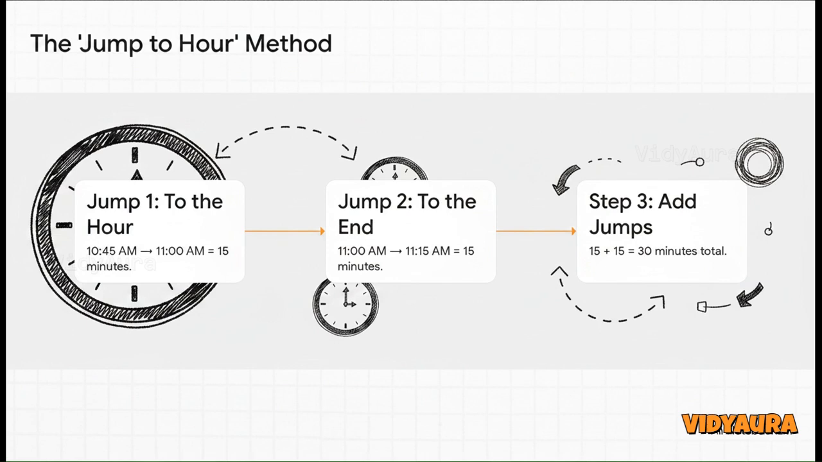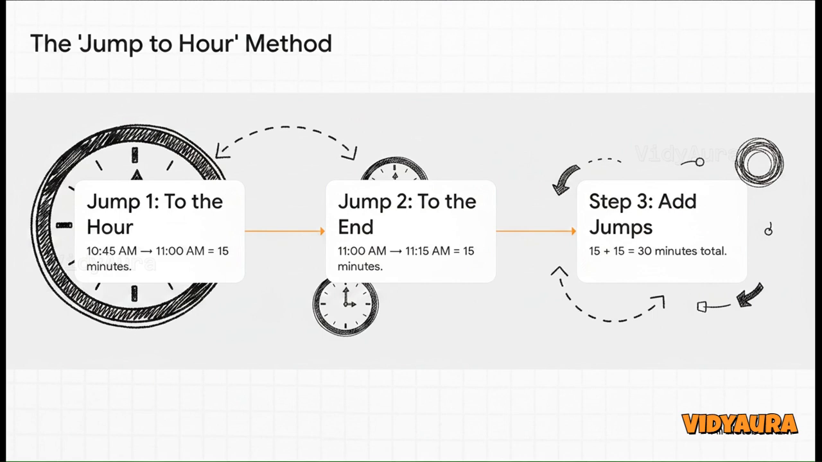What's the next hour? 11 o'clock. How long is that jump? Well, from 10:45 to 11 is 15 minutes. Got it? Now for step 2. We're at 11 a.m. and we need to get to our end time of 11:15 a.m. So we do another jump. From 11 to 11:15 is another 15 minutes.